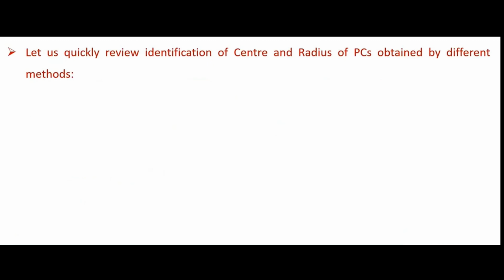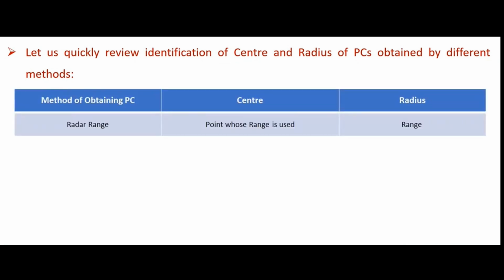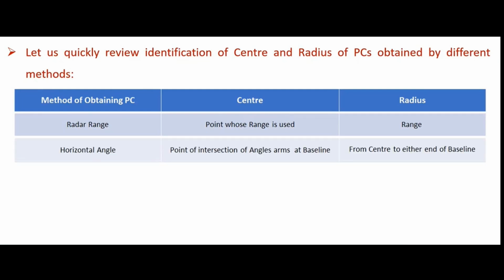Now, let us quickly review the identification of a center, because as I said earlier, the center of the position circle shall depend on the method which has been deployed to obtain the position circle. Now, if we have got a position circle by radar range, then the object whose range has been measured by radar acts as the center. And obviously the range is the radius.